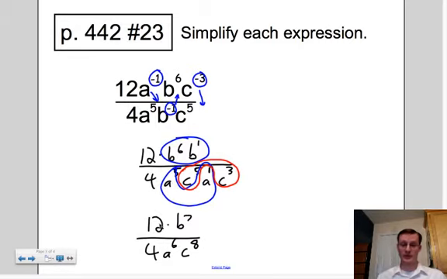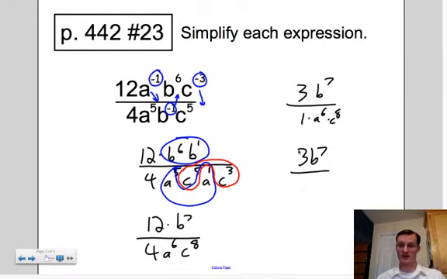And the last thing we want to do is when we look at this 12 fourths, if we saw that in a different context just by itself, we would say that's 6 over 2 or 3 over 1. So we want to make sure that we reduce that all the way down. So 12 fourths would be 3 over 1. But in reality, we don't really need that 1. So 3b to the 7th divided by a to the 6th, c to the 8th. And that'd be your final.